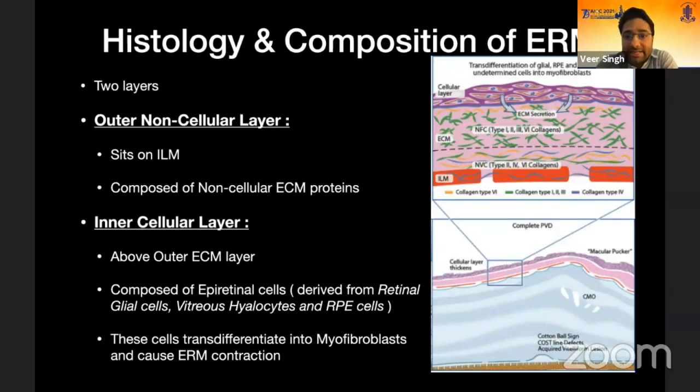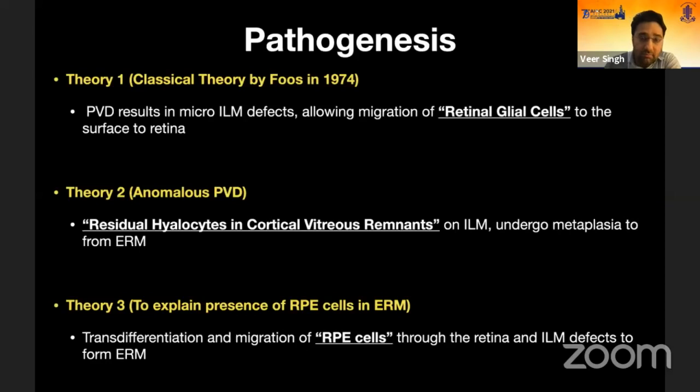So what is an ERM? It comprises basically two layers. If you look at this diagram, above the red line, which is the ILM, the light pink layer is the extracellular matrix layer, and above that is a cellular layer. This cellular layer is derived mainly from retinal glial cells, vitreous hyalocytes, and RPE cells. They transdifferentiate into myofibroblasts and cause ERM contraction.